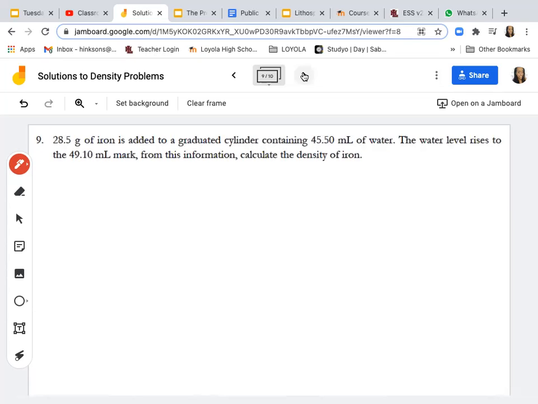All right, 9. 28.5 grams of iron is added to a graduated cylinder containing 45.5 milliliters of water. The water level then rises to the 49.10 ml mark. From this information, calculate the density of iron. Now this one has what method in here? What has happened to the water? What's that word? It has increased. There's a word for that.